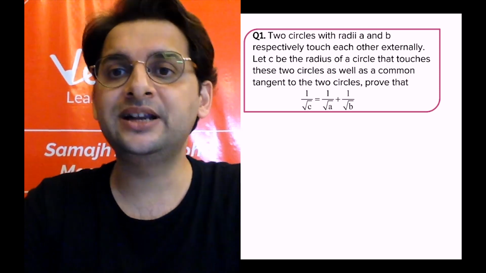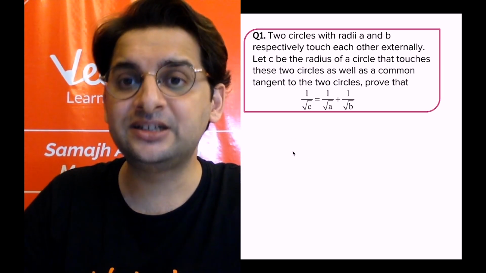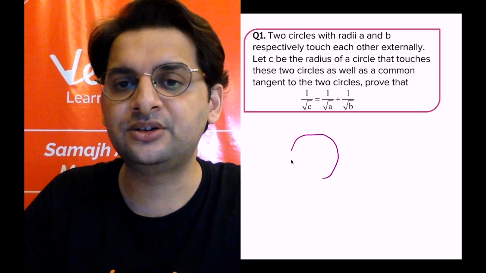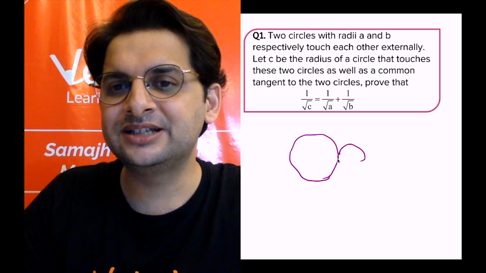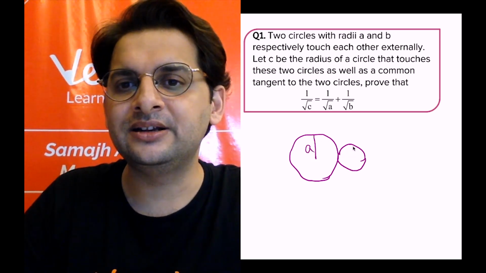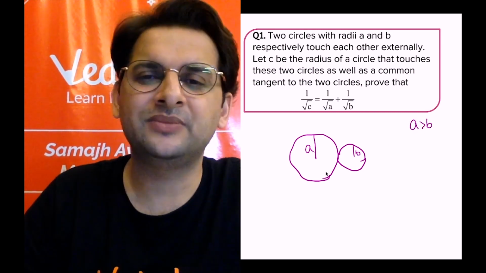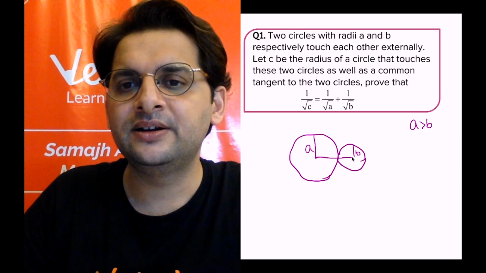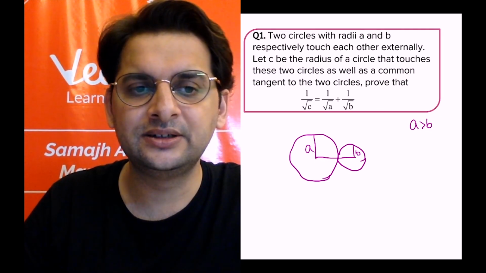There are two circles with radius A and B respectively, which touch each other externally. So let us draw two circles. Pardon my drawing, right? This is A, this is B. Without loss of generality, let us assume A to be greater than B. It doesn't really matter. Now, what is given to us?